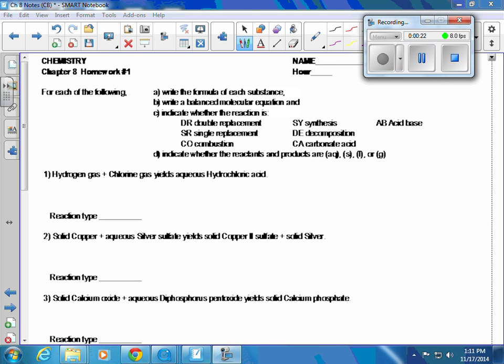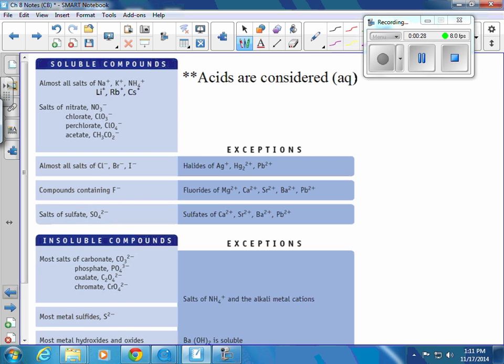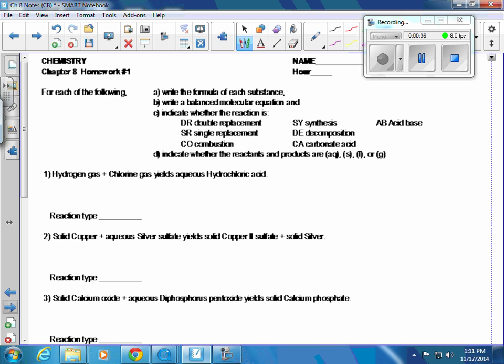What you're going to need in front of you is your cation anion sheet. You are also going to need your solubility rules sheet, and also your types of chemical reactions sheet, so that we can refer back and forth to those. And I see that I've screenshot the wrong homework. We just renumbered them. It's the same. So we're taking a look at homework number 2.